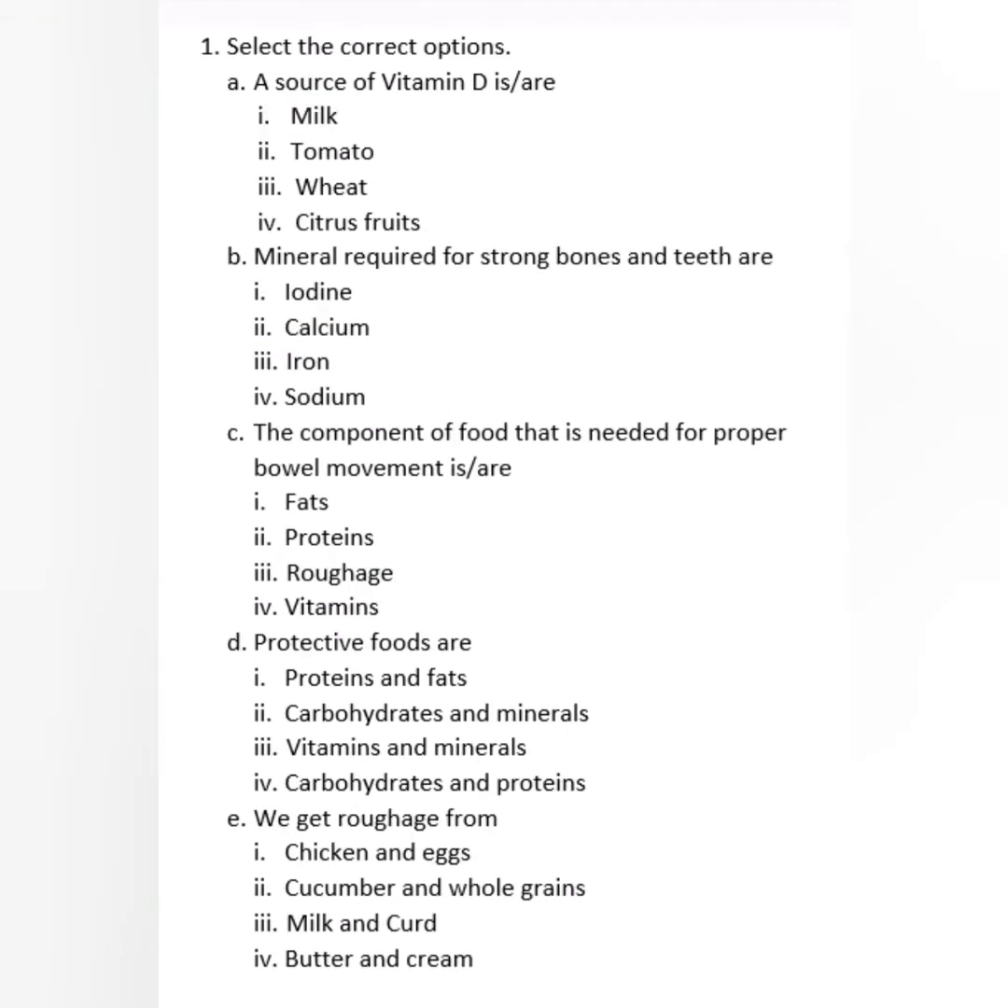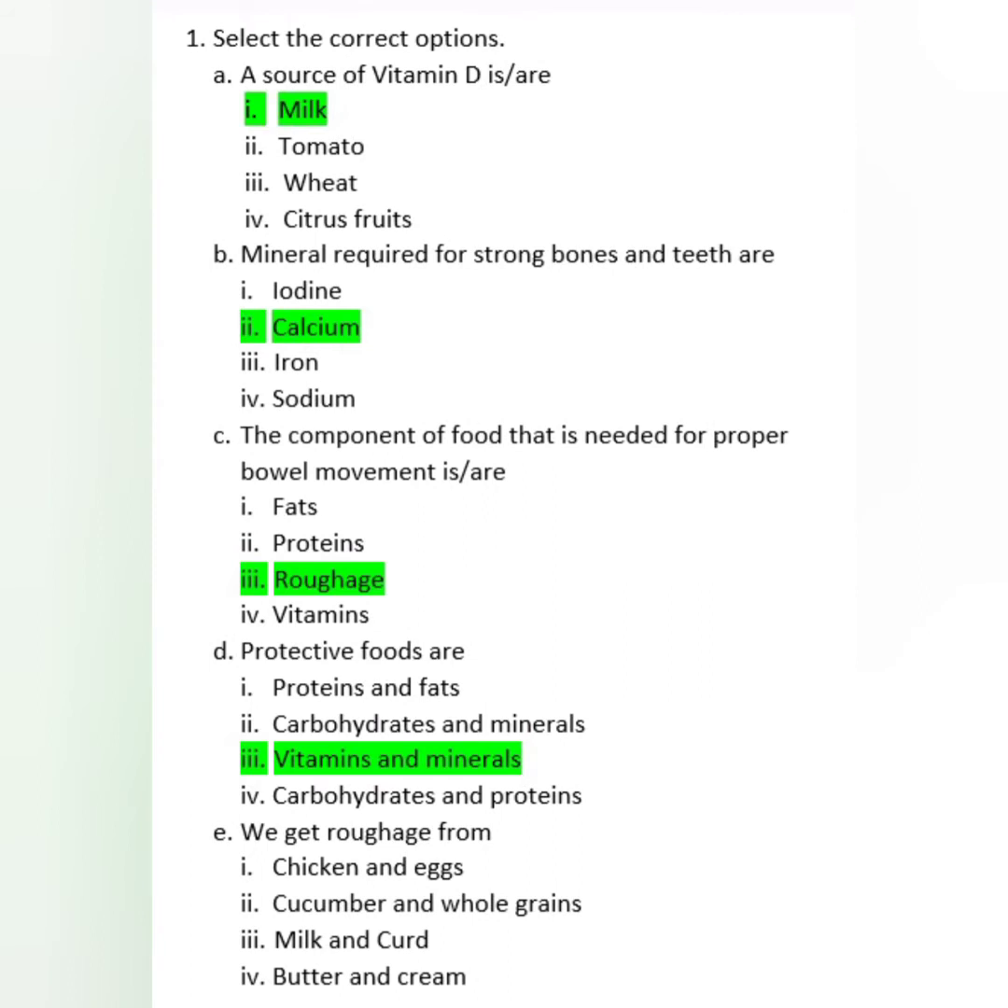D. Protective foods are 1. Proteins and fats, 2. Carbohydrates and minerals, 3. Vitamins and minerals, 4. Carbohydrates and protein. First you look at the functions of these options. We know that proteins are body building food, carbohydrates and fats are energy giving food. Then which ones give protection from diseases? They are vitamins and minerals.